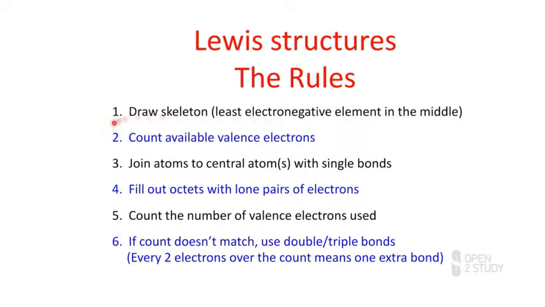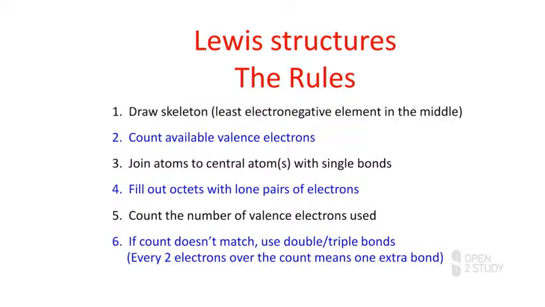Our second step is to count the number of valence electrons that we have available in our structure. You'll need your periodic table to do this. Remember that if you find an element's in group 2, that means it has 2 valence electrons. In group 7, 7 valence electrons. Nice and simple. So we count up the total number that we have to play with. Then, the third step in drawing our Lewis structures is to use single bonds to join up all of our outlying atoms to that central atom or atoms.